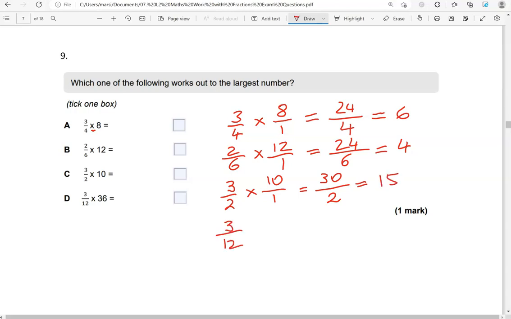3 twelfths times 36. So 3 times 36. 3 times 6, that is 18. So 8 down, 1 carried over. 3 times 3 is 9, and the 1, that is 10. So it's 108 divided by 12.